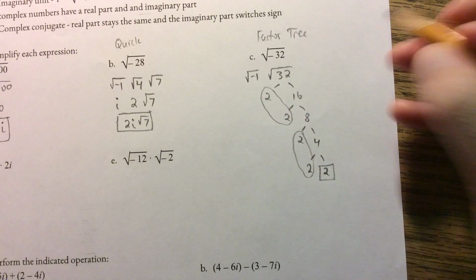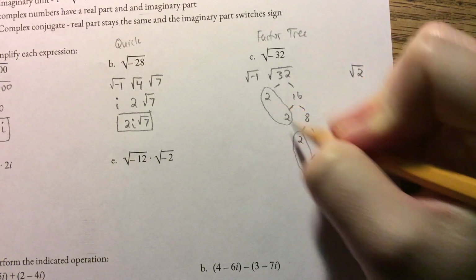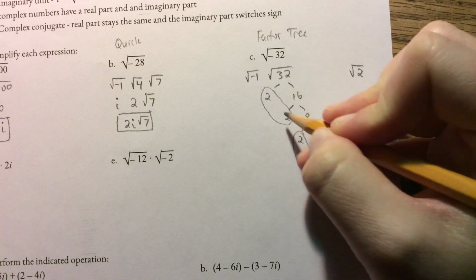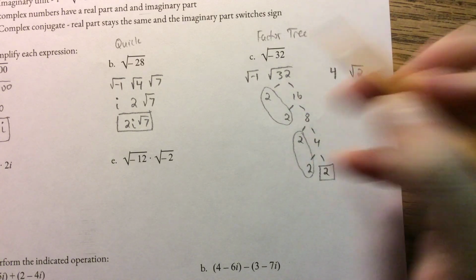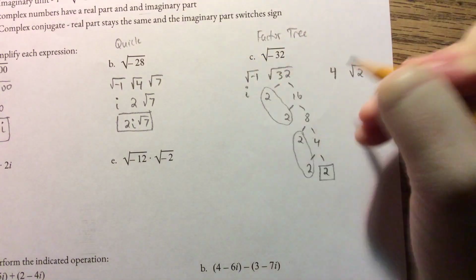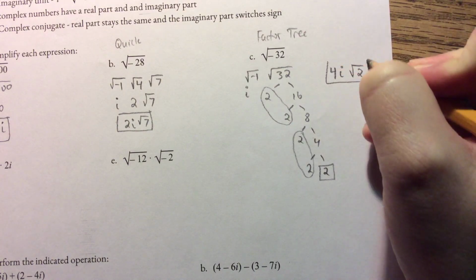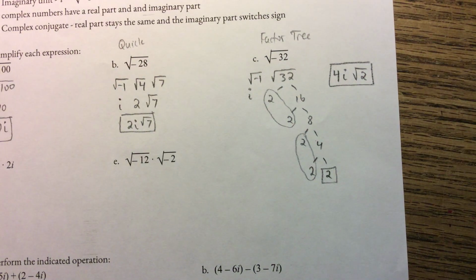So this one has to stay under the root. These two can multiply together on the outside, so 2 times 2 is 4. And over here, that became the i. So this one would be 4i root 2.